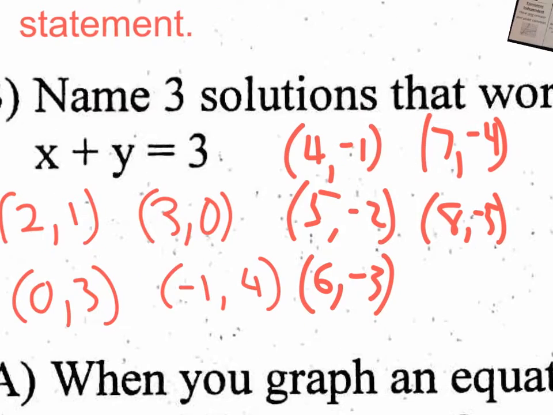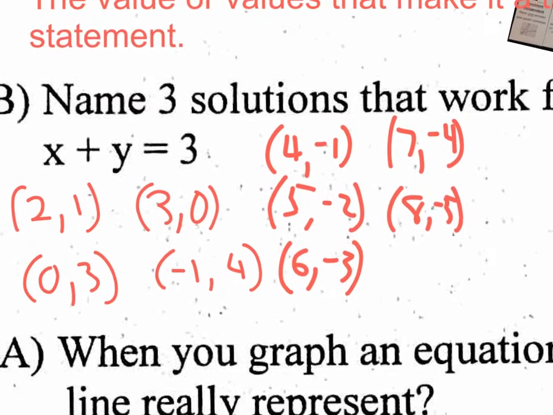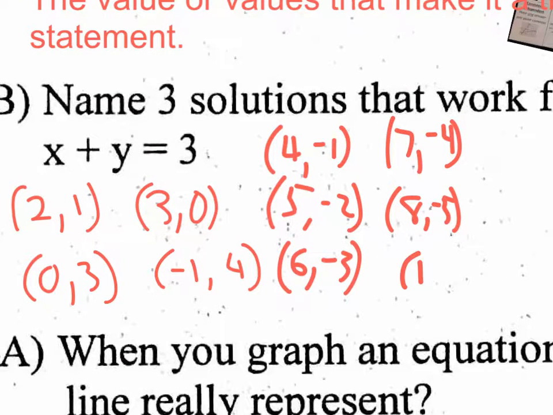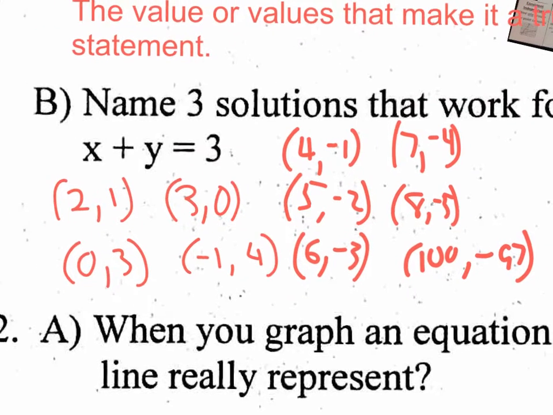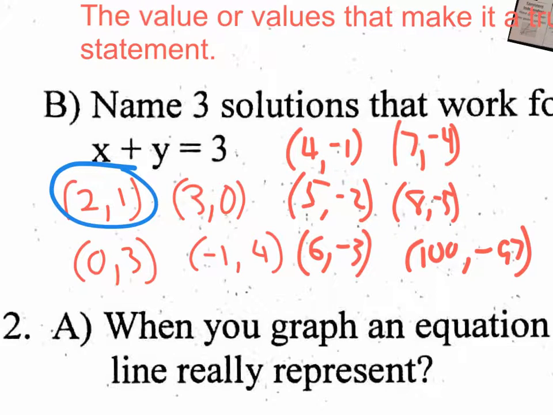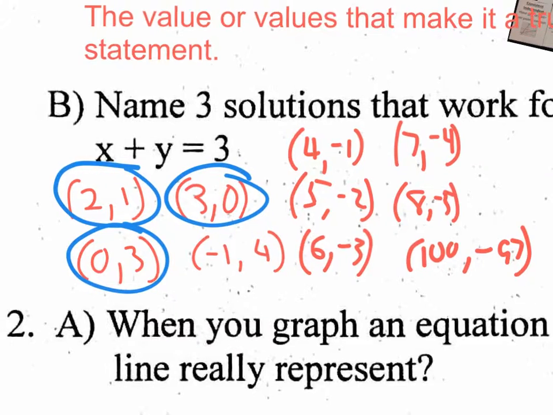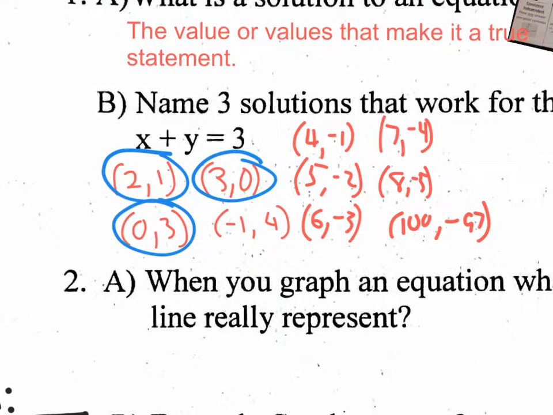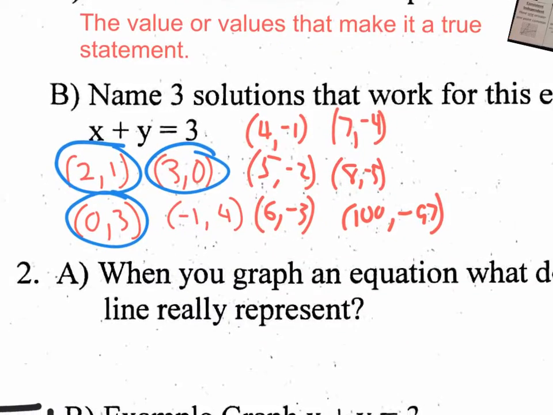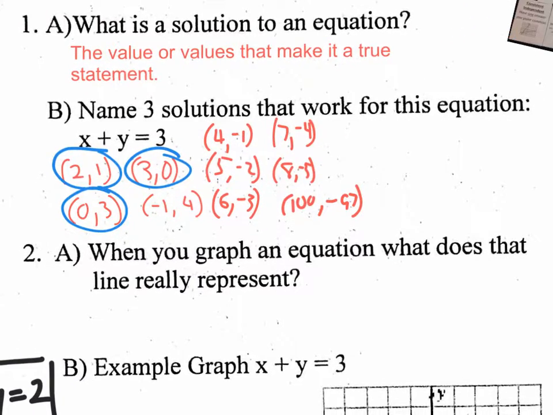Or I could even say (100, -97). I mean, how many answers are there? There's an infinite amount of answers. Even though right here, they only say name 3 of them. Okay, well, name 3 of them. We have 1 right here, 2 right here, 3 right there. Okay, now, let's move on to the next question. It says, question 2, when you graph an equation, what does the line really represent?